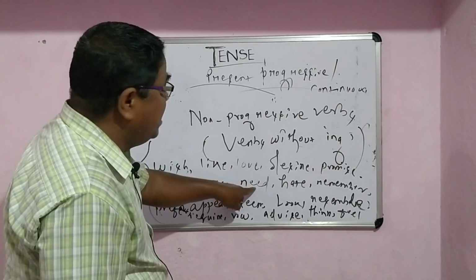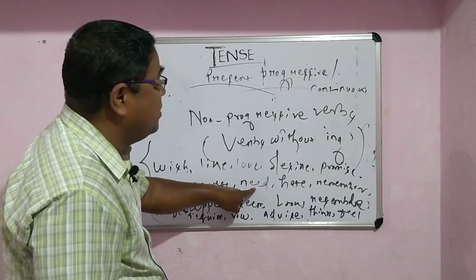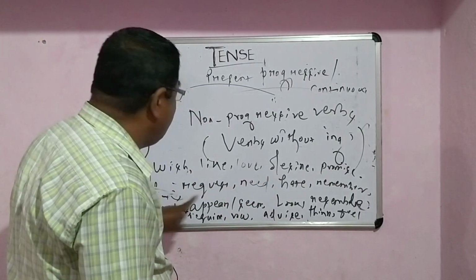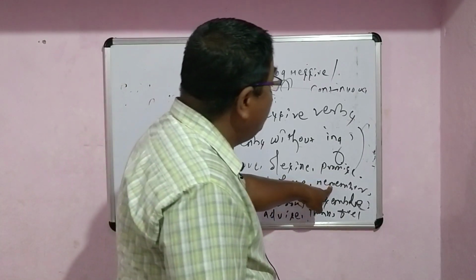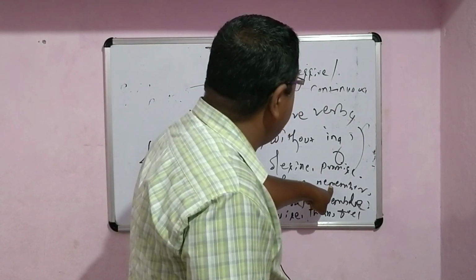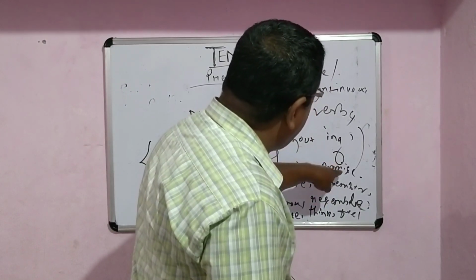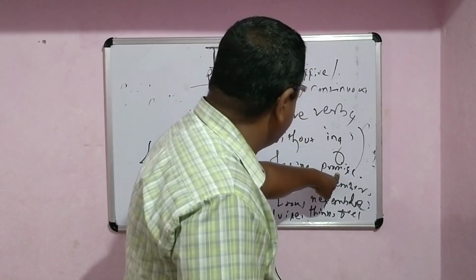If you say, I am needing 50 rupees, no, the answer is I need 50 rupees. Why are you hating me? No, the answer is why do you hate me? I am remembering my childhood days. No, the answer is I remember my childhood days. He is promising to help me. No, the answer is he promises to help me.